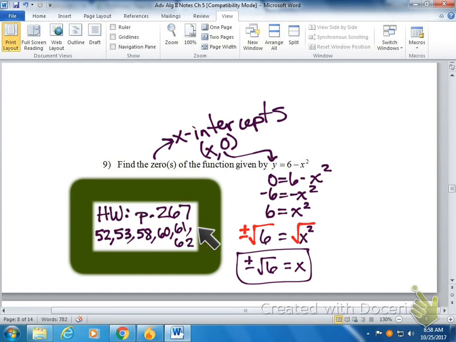So homework over this lesson is the following. Page 267, numbers 52, 53, 58, 60, 61, 62.